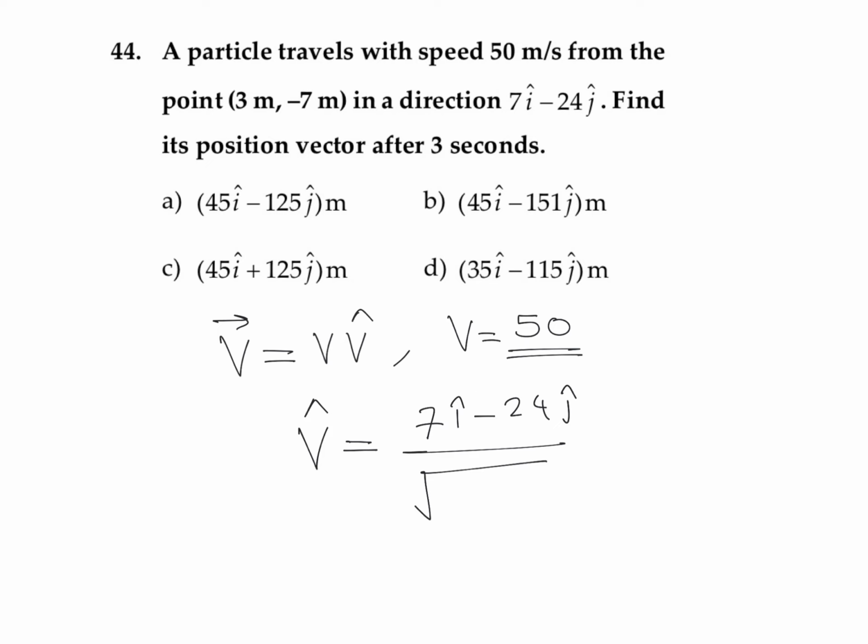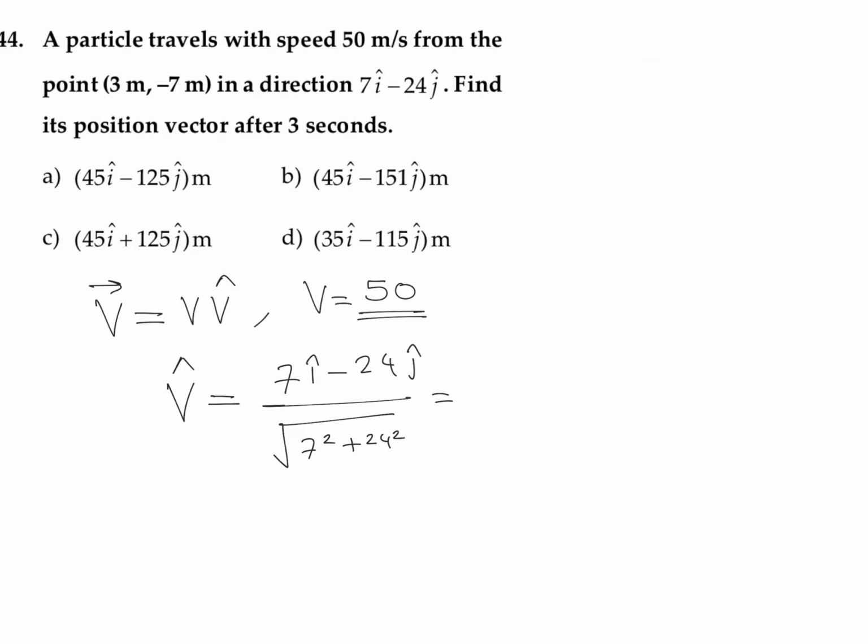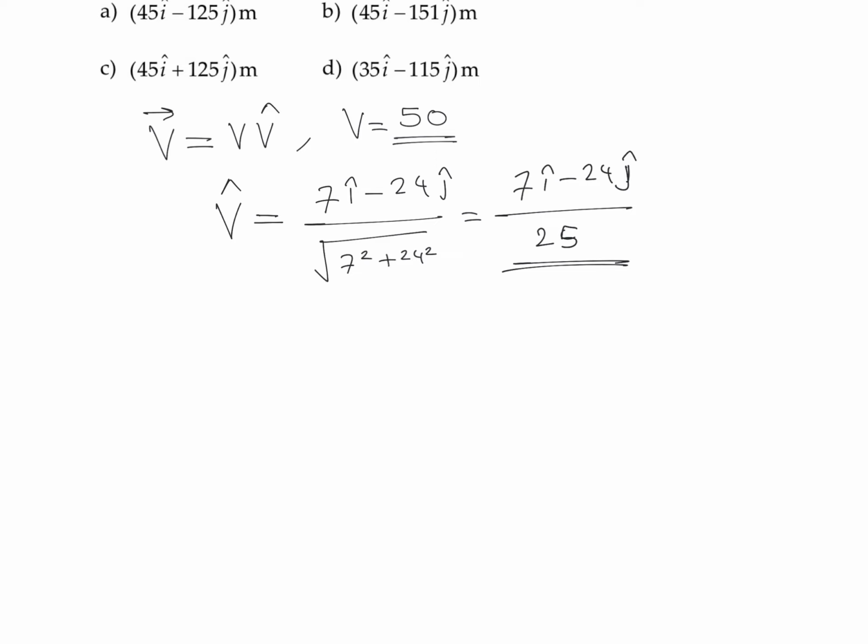Its magnitude is going to be the square root of 7 square plus 24 square. If you calculate 7 square plus 24 square, you will get 625. The root of 625 is nothing but 25. So the unit vector along the direction is 7i cap minus 24j cap divided by 25. Now we can find our velocity vector.